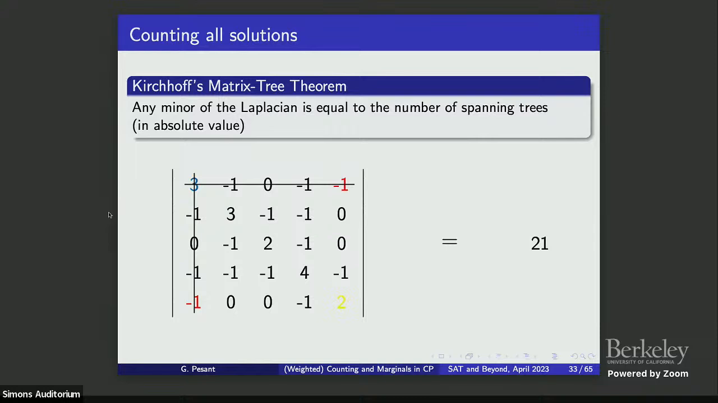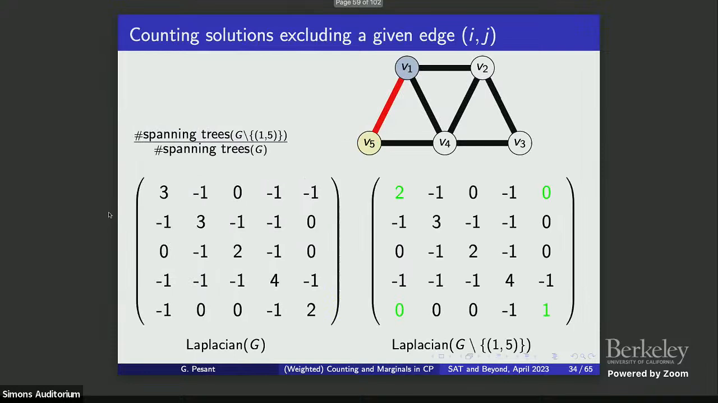So it's easy, it's relatively cheap. It's a determinant computation to get the number of spanning trees. All right, that's a very cute result. But we're interested, even more so, in counting solutions involving an edge. So here, it'll be easier to say solutions excluding a given edge, and we'll come back to including it afterwards.